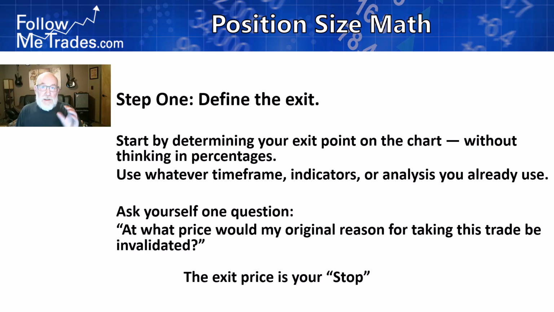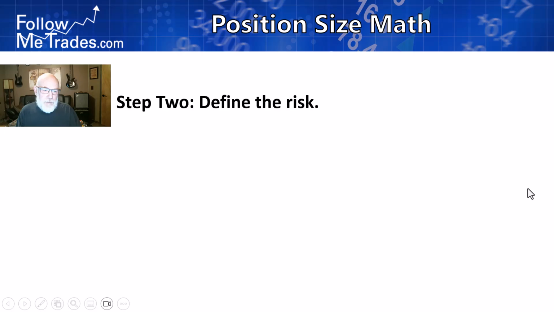And that's your stop. And it doesn't imply that you have to have a stop market order. However you want to manage the exit is up to you, but it's important to have a predetermined exit on the chart, a price level where you say, I'm out of the trade. It has failed at this price level. So that's step 1. Step 2 then is you define the risk.